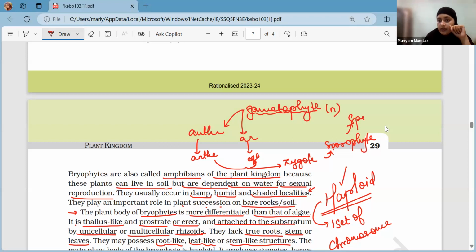Spores. And then these spores are haploid. See, zygote is diploid, sporophyte is diploid. But the spores that are produced, because it is happening as a result of meiosis, will be haploid and will again give rise to the gametophyte. So you see the life cycle? You've understood this?